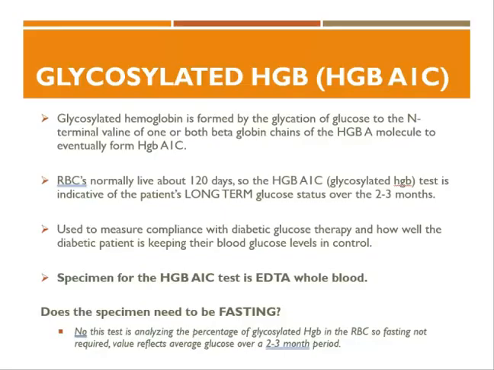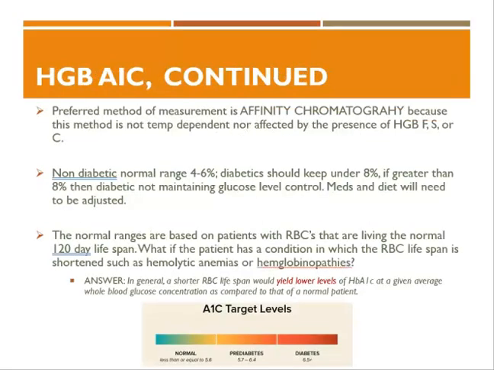So the question is, does the specimen for an A1C sample need to be a fasting sample? The answer is no, because this is a reflection of an average glucose over a 2 to 3 month period. The preferred method for testing for the A1C is affinity chromatography, because this method is not temperature dependent, nor affected by the presence of other types of hemoglobin, such as hemoglobin F, hemoglobin S, or hemoglobin C.